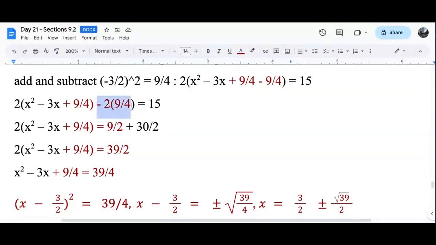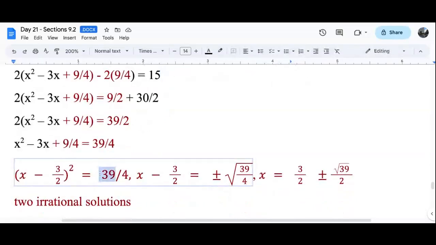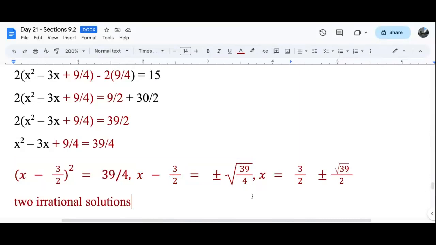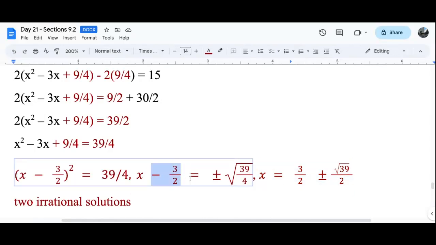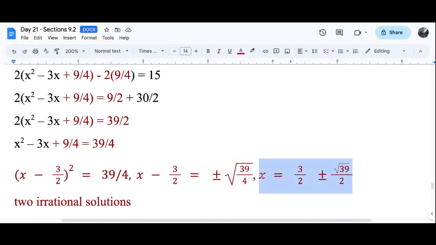Then this negative 2 times negative 9 over 4 can move to the other side. Then when we add, we get 39 over 4. Then we square root both sides. So we get x minus 3 over 2 equals plus or minus square root of 39 over 4. Well, square root of 4 is just 2. So we move negative 3 over 2 to the other side. We get x equals 3 over 2 plus or minus square root of 39 over 2.